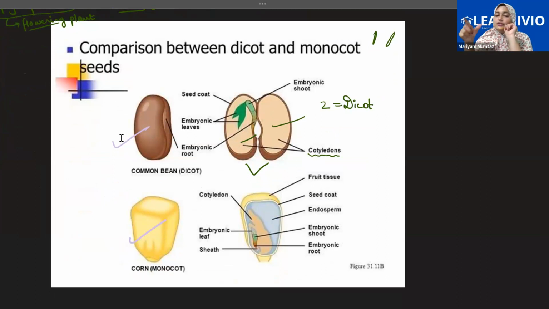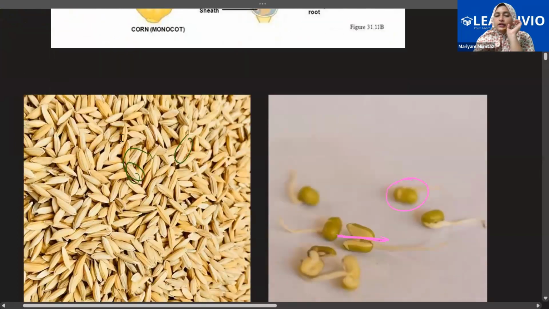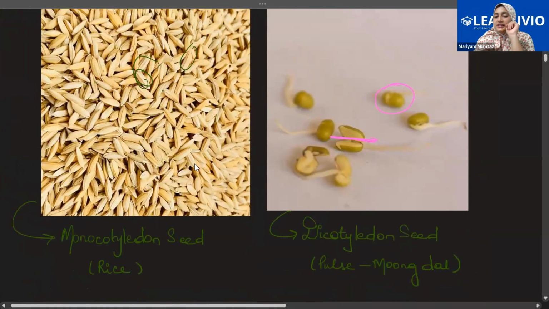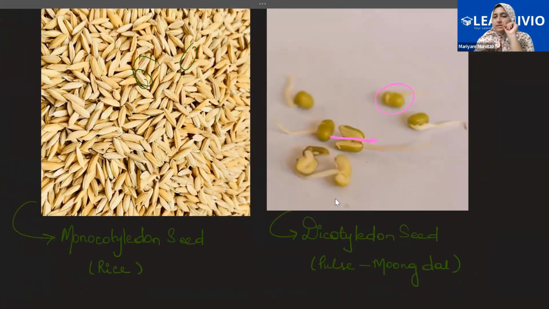But if I tell you to do the same thing with a corn kernel, or if I give you a wheat seed and ask you to do so, you won't be able to do it, right? So the angiosperms have been divided into two types, monocots and dicots. Now see, this is another example: the dicot seed is of the moong dal, this one, the pulse, the green gram. Then there is this, the rice grains, that are monocotyledonous.